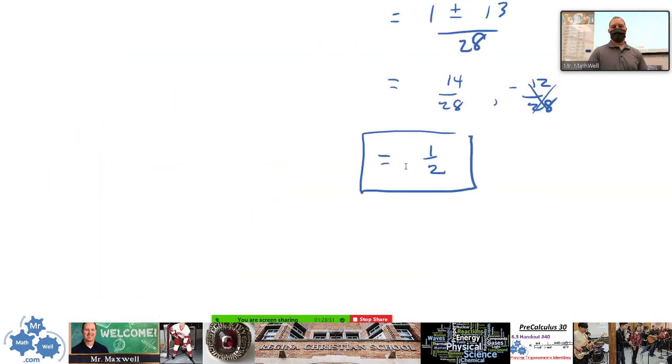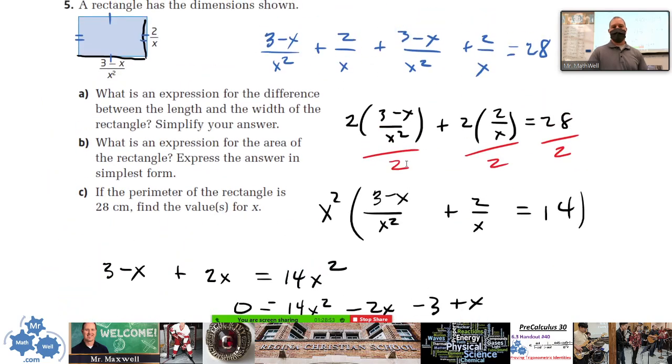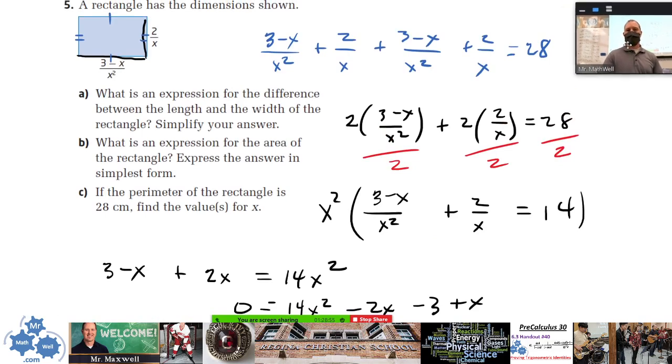I will show you also the answer for question number 5 here. I think I've done a separate video on this question, but here's the question for number 5, talking about perimeter and things like that.